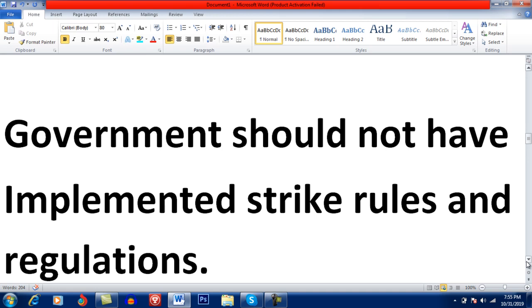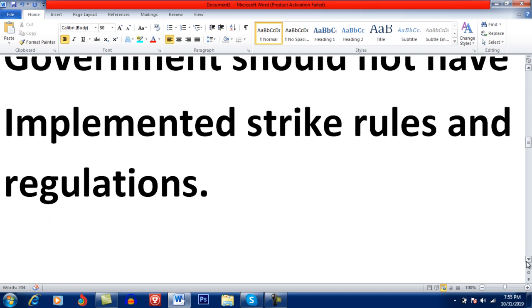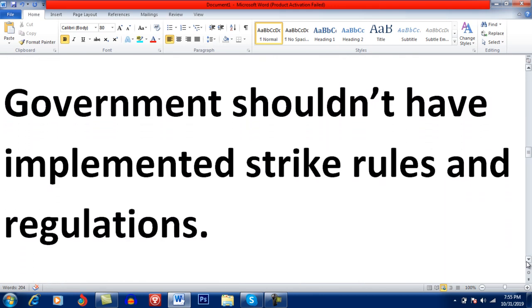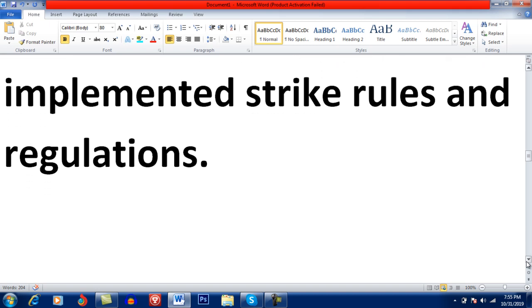For example, "Government should not have implemented strict rules and regulation." If you write that "government shouldn't have implemented strict rules and regulation", then you'll lose marks for sure.